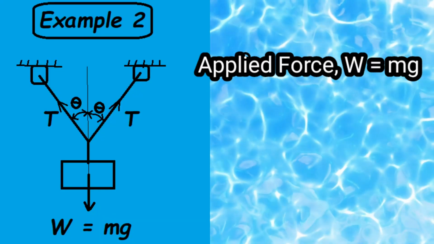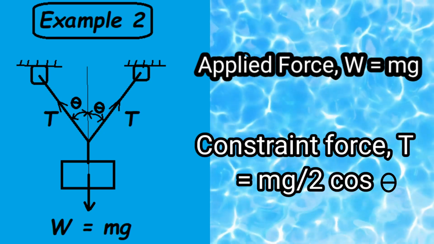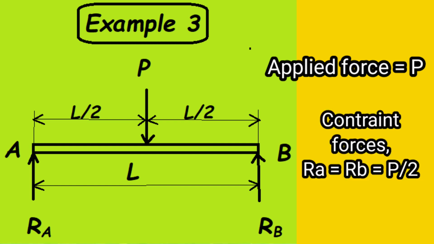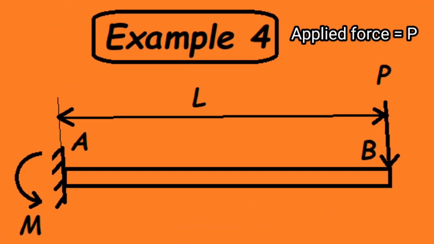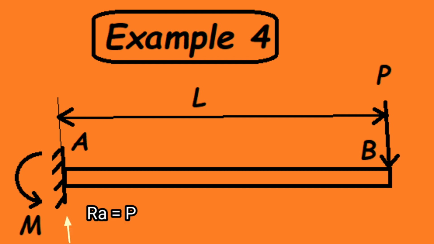In this example, applied force is mg, constraint force is T, which is mg by 2 cos theta. In this example, applied force is P, constraint forces are Ra and Rb, which are equal to P by 2. For this cantilever, the applied force is P, applied moment is P into length L, constraint force is Ra, which is equal to P, constraint moment is M, which is equal to P into L.